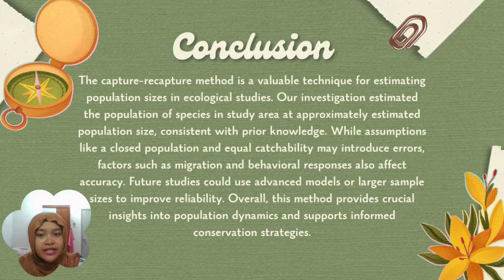Our investigation estimated the population of species in the study area at approximately the estimated population size, consistent with prior knowledge, while assumptions like a closed population and equal catchability may introduce errors. Factors such as migration and behavioral responses also affect the accuracy. Future studies could use advanced models or larger sample sizes to improve reliability. Overall, this method provides crucial insight into population dynamics and supports informed conservation strategies.